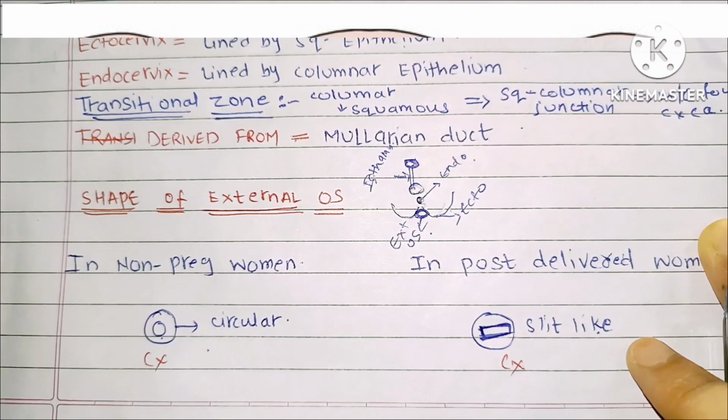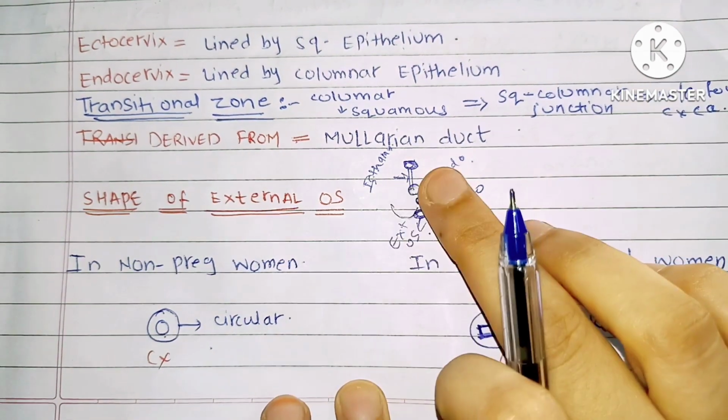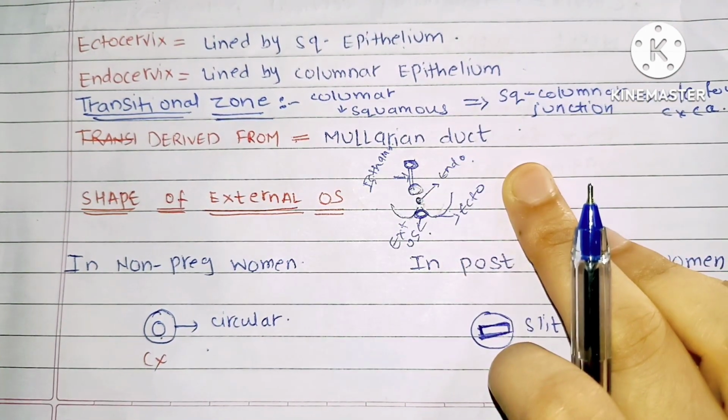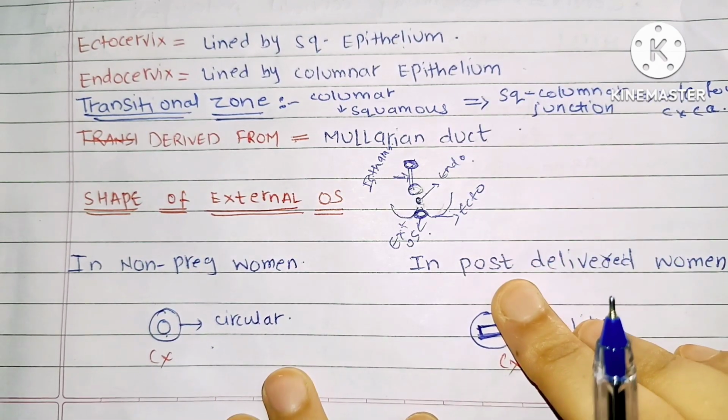Now, what is the cervix actually derived from? It is derived from the Mullerian duct. The cervix, uterus, fallopian tube and upper part of the vagina are derived from the Mullerian duct. The upper two-thirds of the vagina is derived from the Mullerian duct. I have told you this earlier.